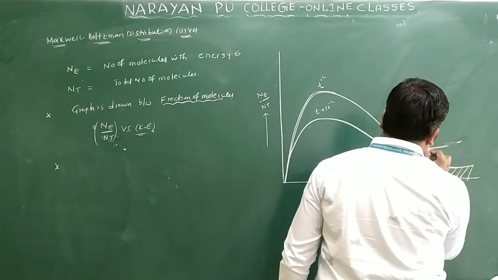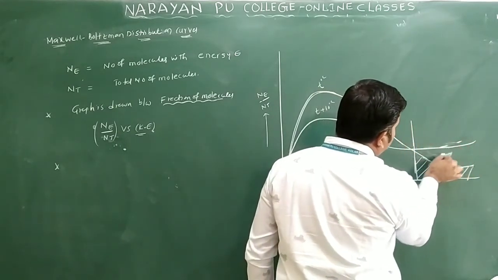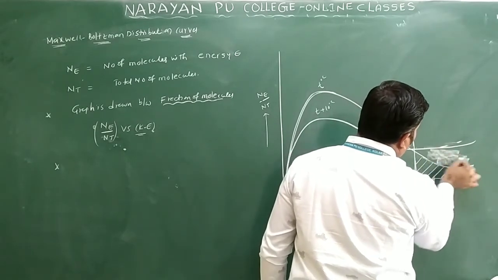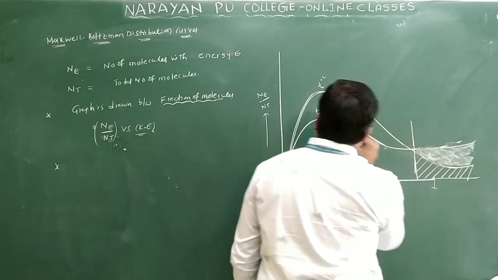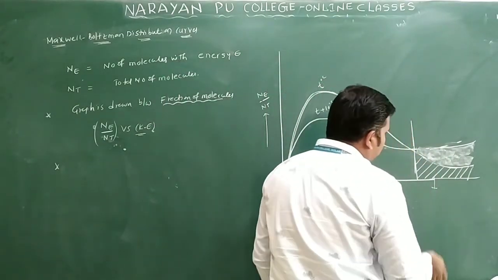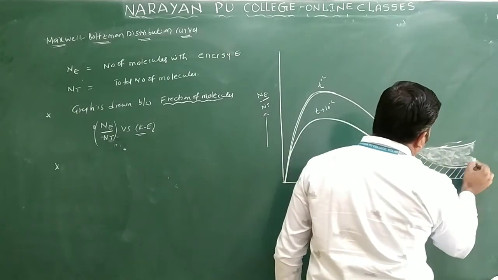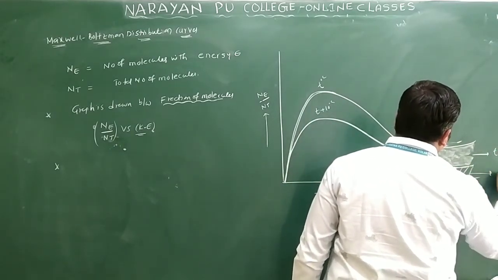Now we will see this area. The area is what, increase or not? This is the area of the molecules at what temperature here? This is at T plus 10 degrees Celsius temperature. And this is at what degree Celsius?